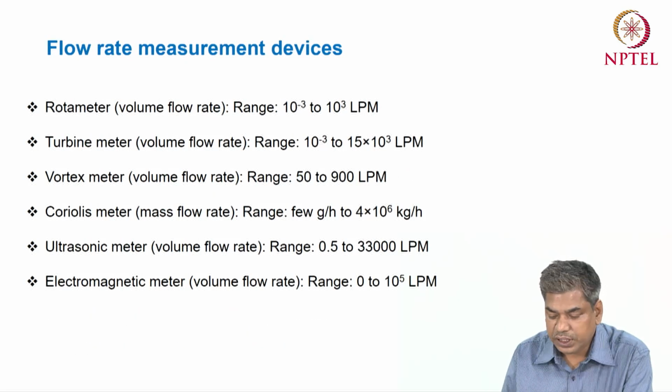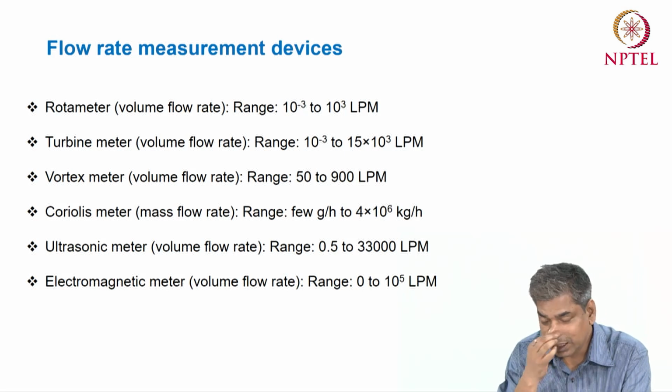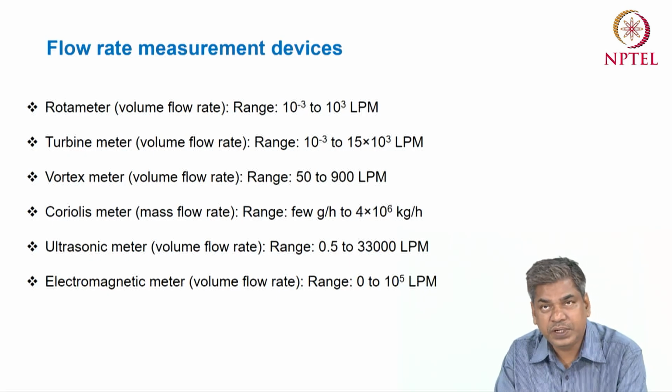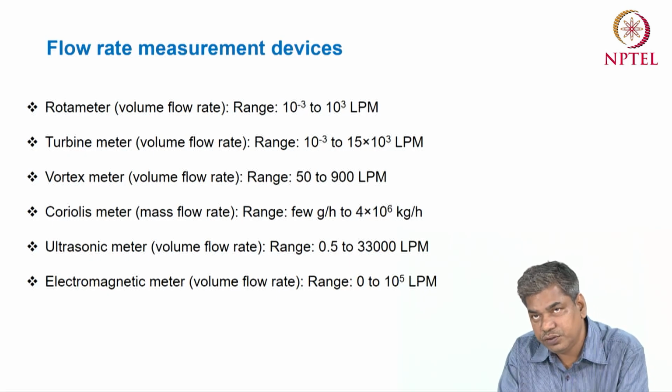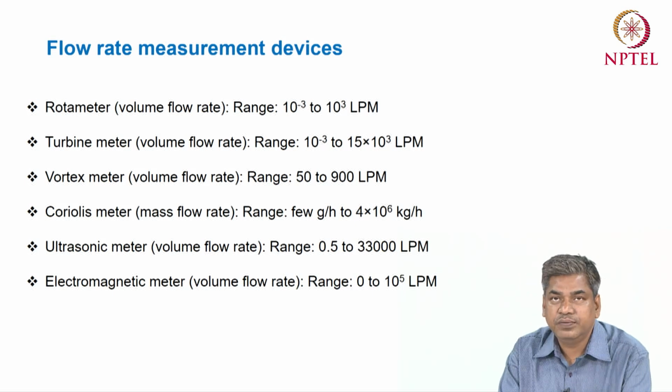So apart from the pressure and temperature, another important measurement parameter is the flow rate, the mass flow rate of the refrigerant. For that case, we have to use some device which will measure the flow rate. In case of flow rate, it may be the volume flow rate or the mass flow rate. If we measure the volume flow rate, then we can evaluate the mass flow rate if the density is known to you.